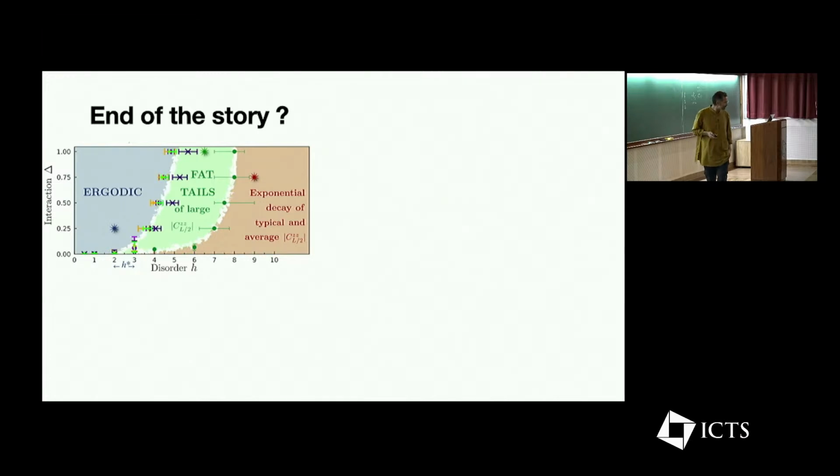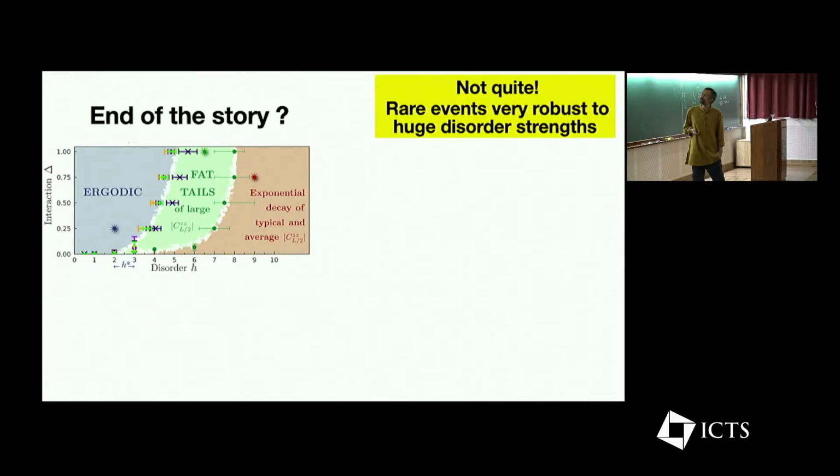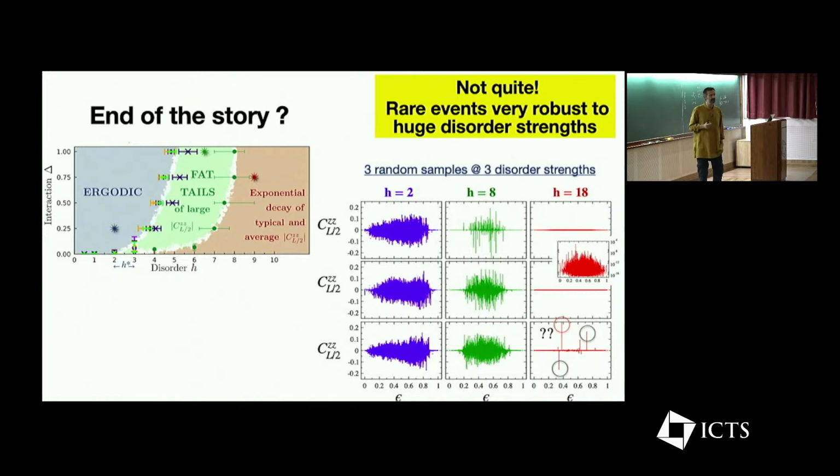So is that the end of the story? No, because in fact you can go to larger and larger disorder, and we have seen very interesting stuff. This is a simple sketch of the correlation function across the full spectrum. What I did, I took 3 samples and did the full diagonalization, and you compute the correlation function for all eigenstates. You report this as a function of the energy density. So this is the ground state, this is the top state.